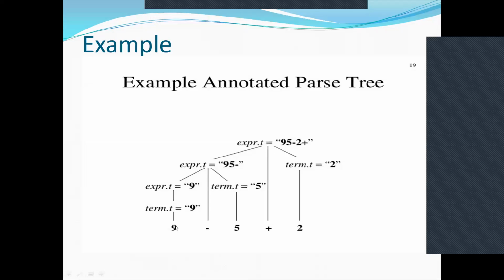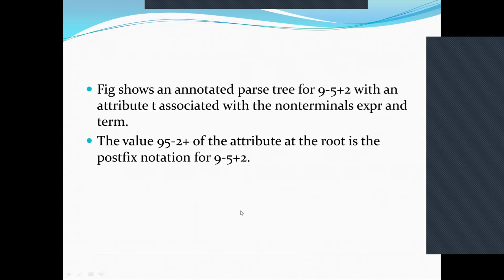For 9, what is the postfix notation of 9? Simple, 9. Similarly here also the postfix notation is only 9 because there's a single child. But here it has 3 terms, so the postfix notation is 9 5 minus. That way it goes. So t here, the attribute, stands for the postfix notation, and that has been mentioned in the annotated parse tree.